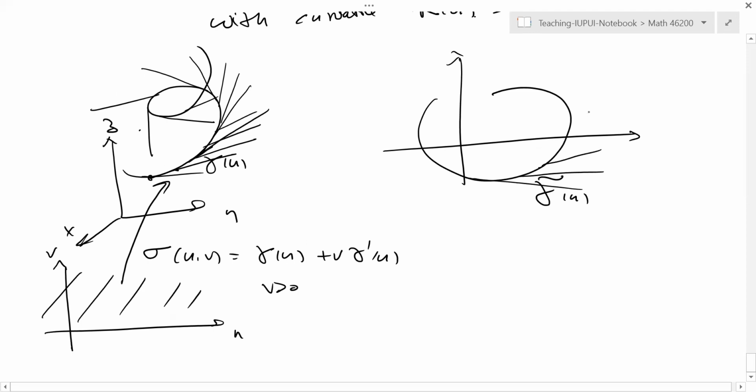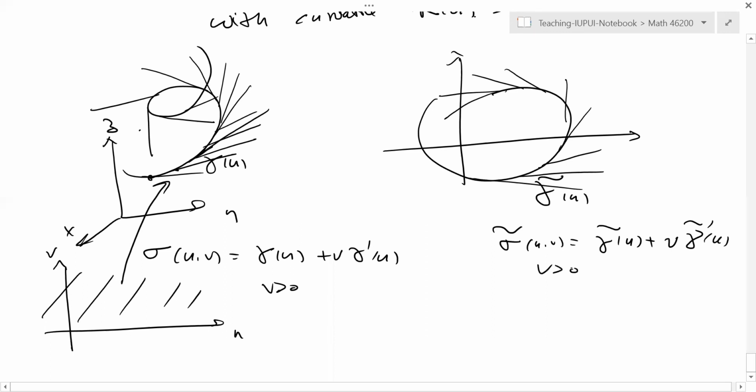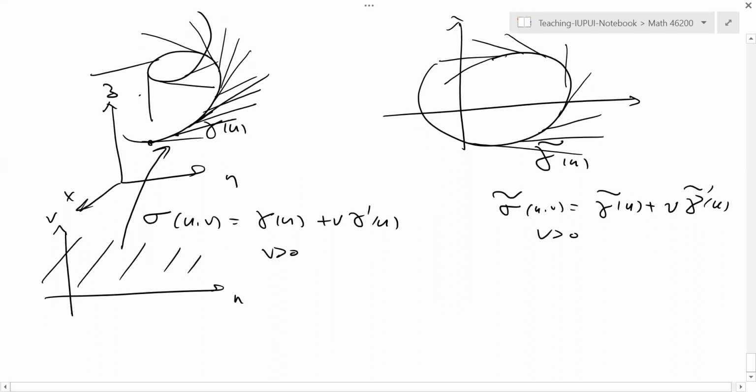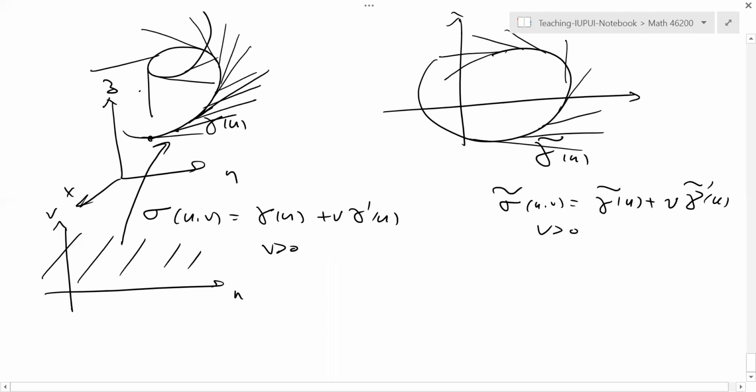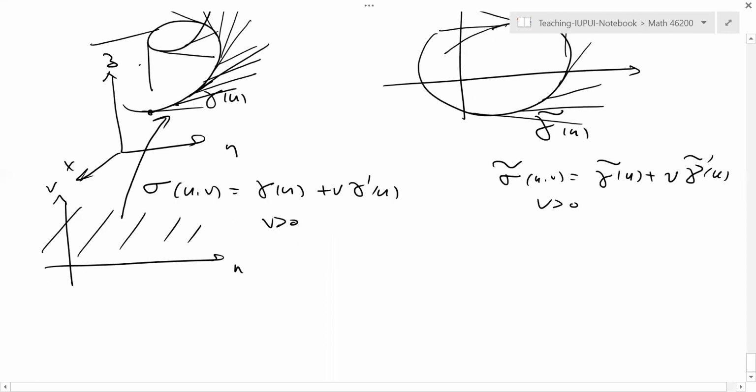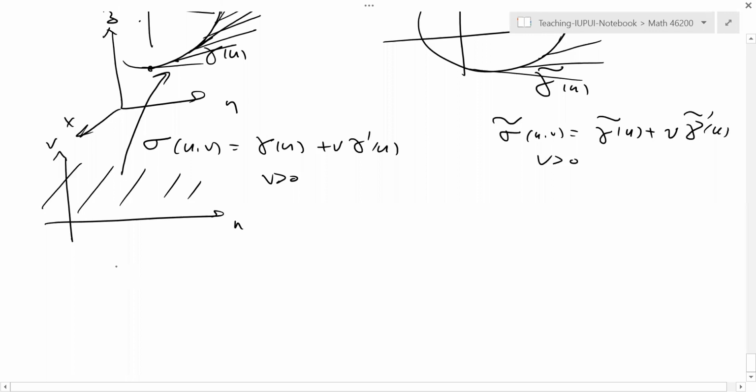So this surface, sigma 2 dot (u, v) equals sigma(u) plus v sigma prime(u), where v is positive. The image is going to be a plane. Okay, the image is a plane. So let's compute both sides. It's the same thing, right?